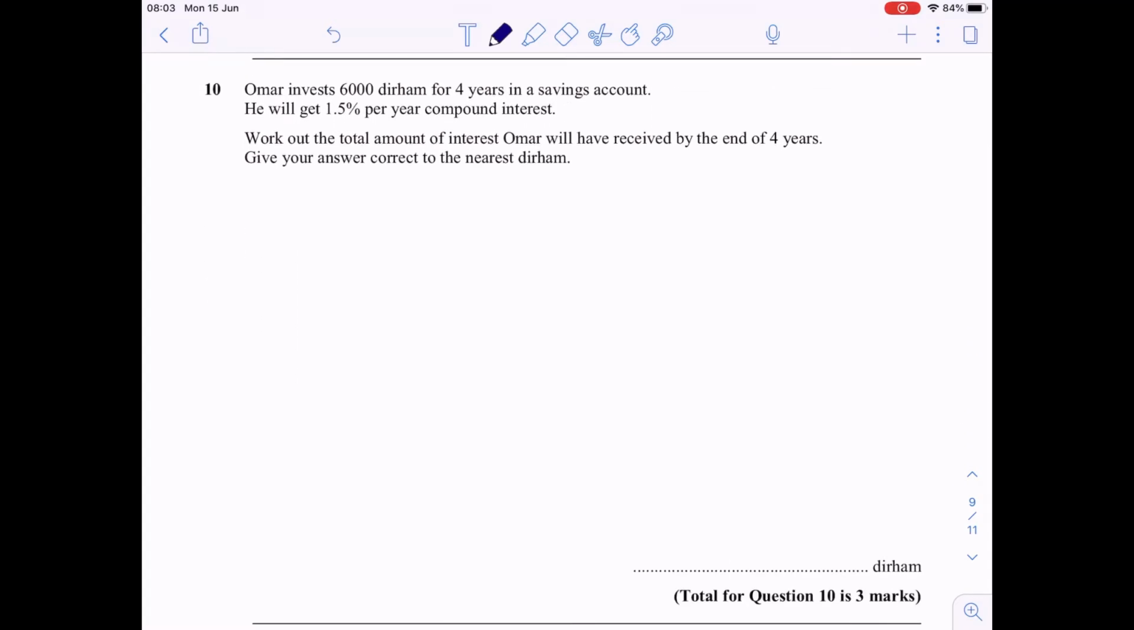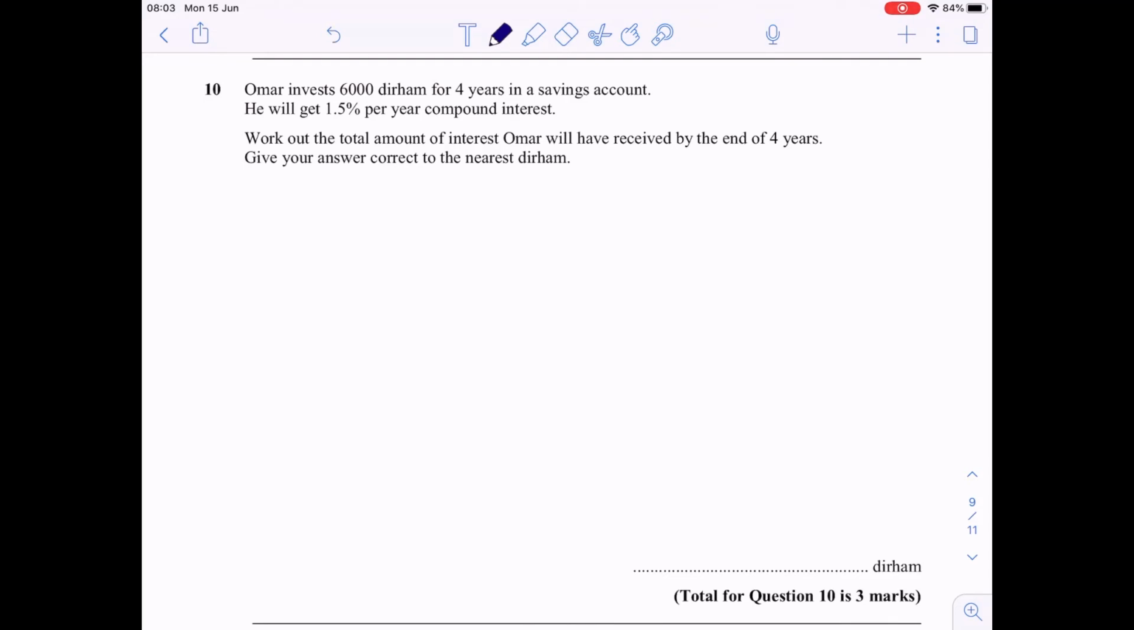Okay. Question 10. Omar invests 6,000 dirham for 4 years in a savings account. He will get 1.5% per year compound interest. Work out the total amount of interest Omar will have received by the end of 4 years. Give your answer correct to the nearest dirham. Now so that's 1 unit is a dirham, I'm guessing.